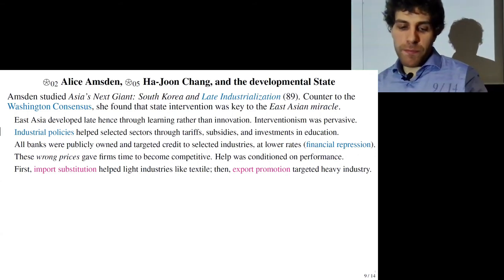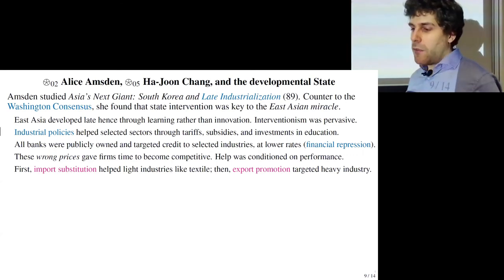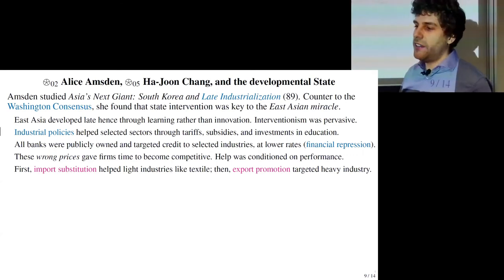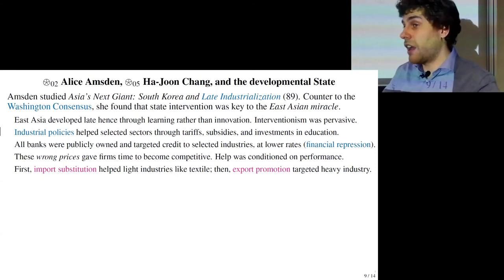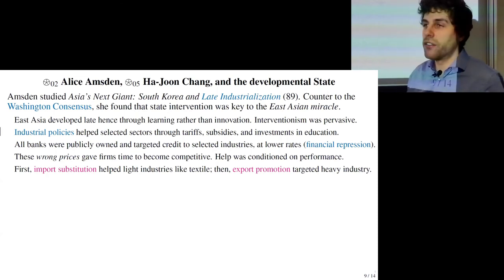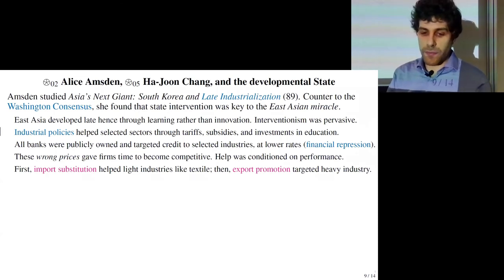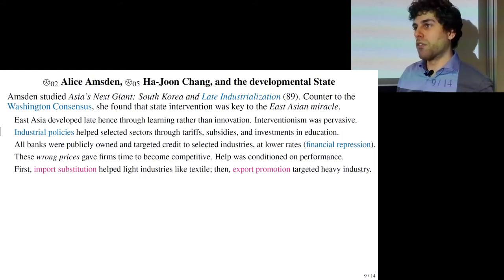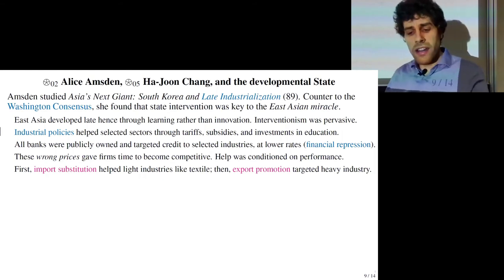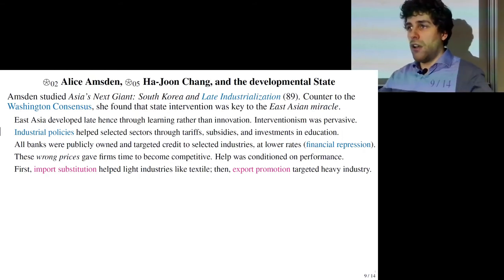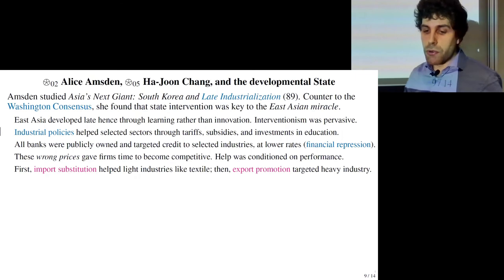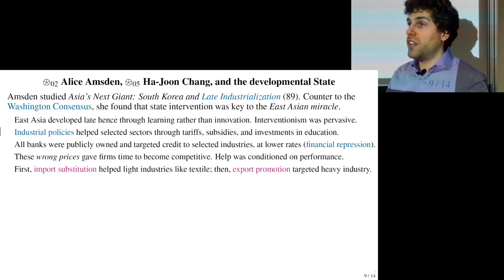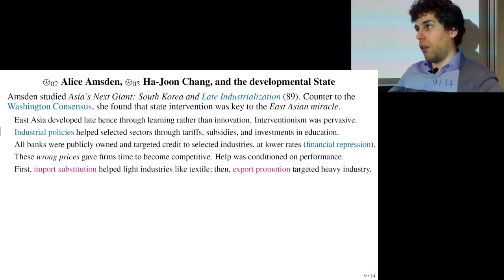Countries like South Korea proceeded in two stages. First, with import substitution, the idea is to try and replace things that you cannot produce yourself, like textiles, by industrializing and having light industry do this. Light industry in the sense that it doesn't require a lot of capital or of high skills. And then in a second stage, once you have built some industrial base, you promote exports through heavy industry. In South Korea, it's, for example, shipbuilding.